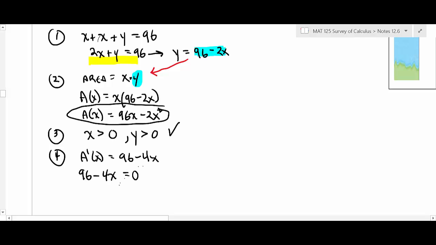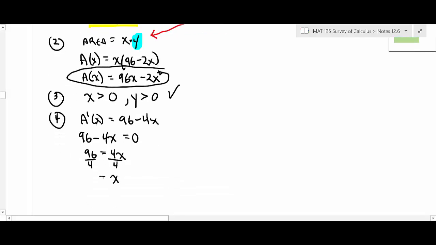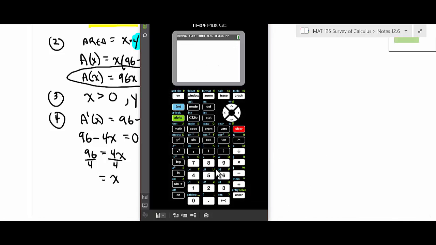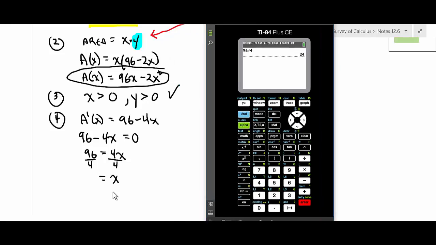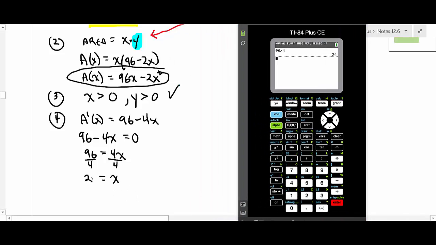Okay, solve that equation. So you can move the 4x to the other side to get 96 equals 4x, and then divide by 4. You can take your calculator if you need to, and that'll give you your critical number. So I'm just going to do 96 divided by 4, and that will give 24. Okay, so we have x is 24.